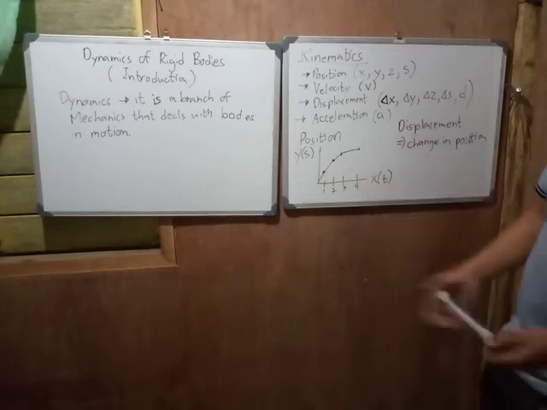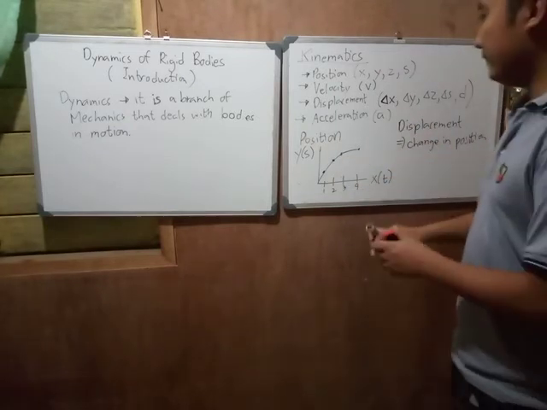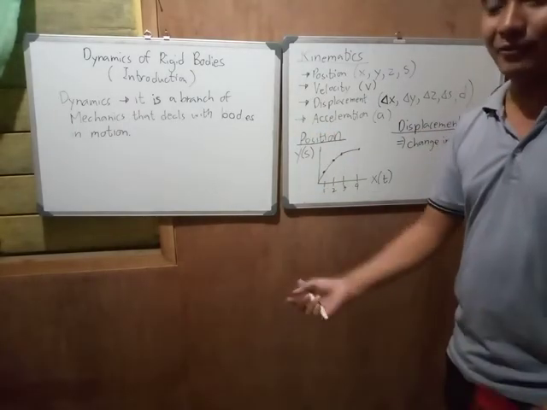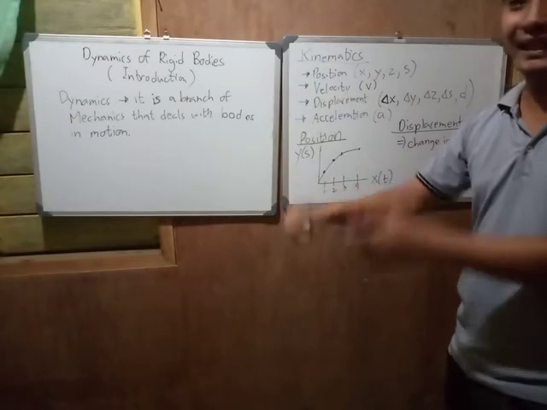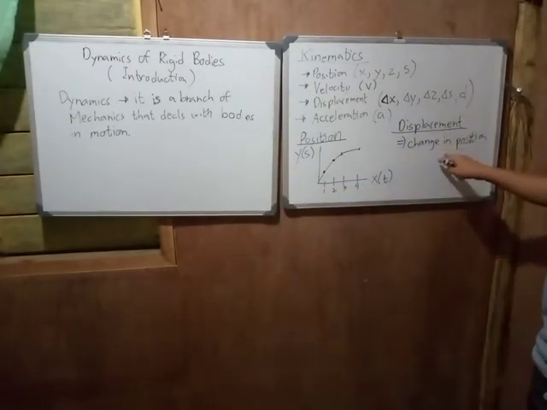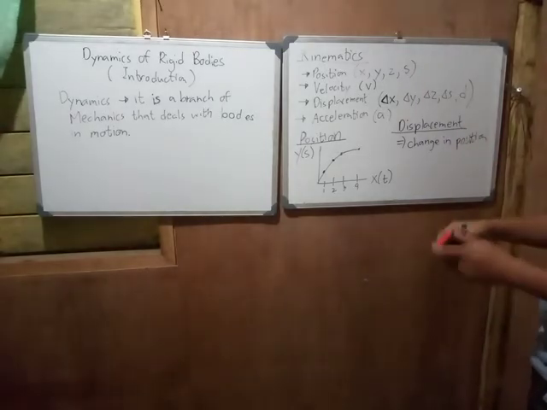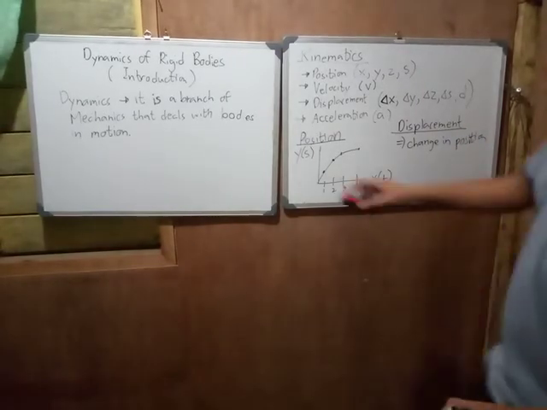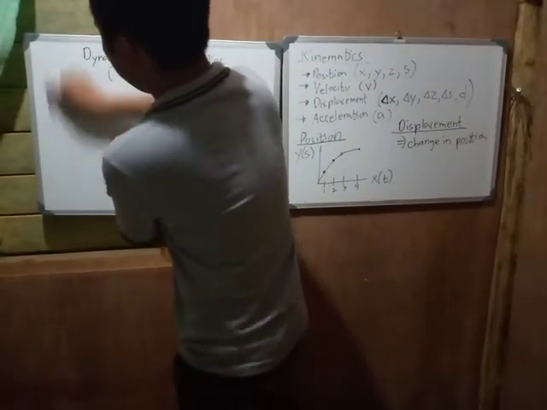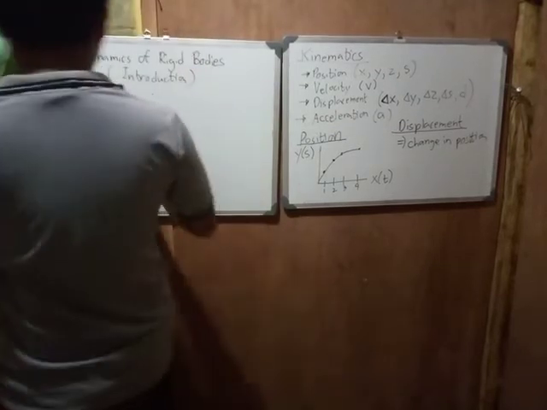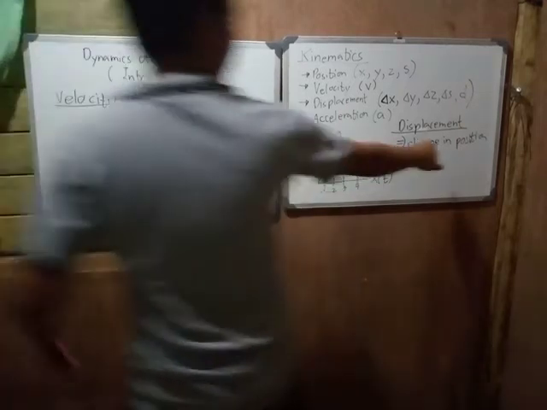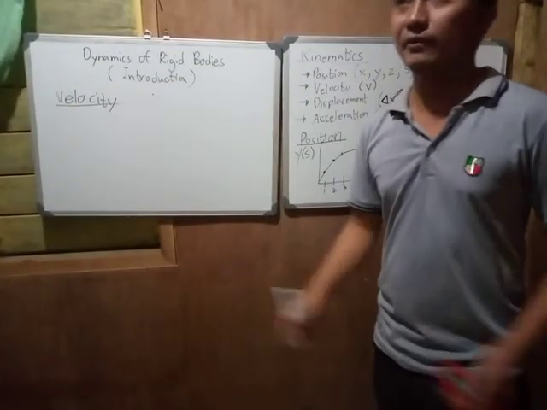Okay, tapos na natin yung position. It is something na kung nasaan yung body at any given time, samantalang yung displacement is the change in position. Ito naman ang next natin: velocity. Tapos na tayo sa position, displacement, saka velocity. So, ano ba tong velocity?